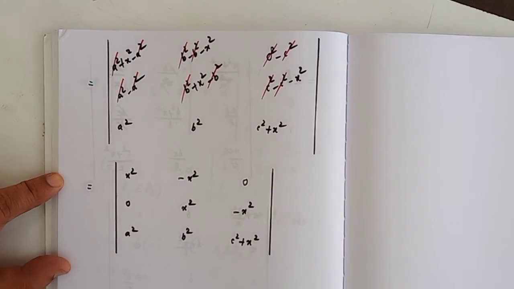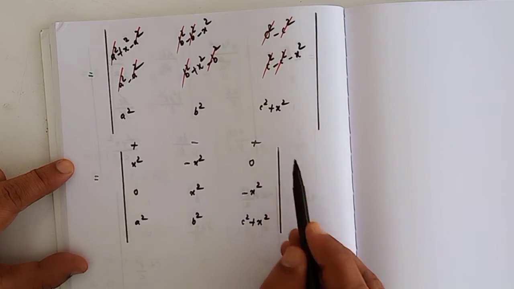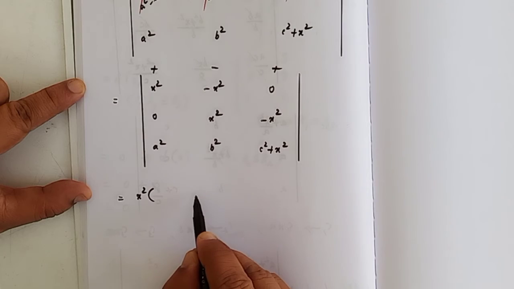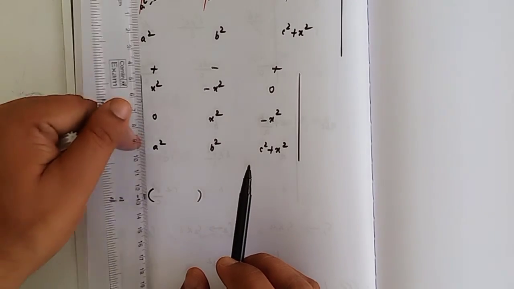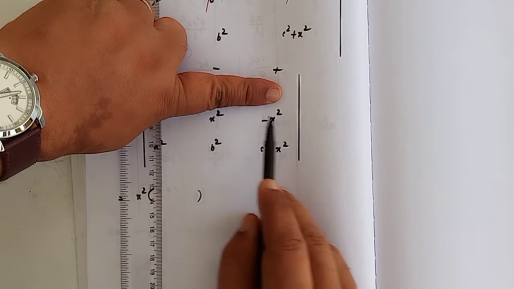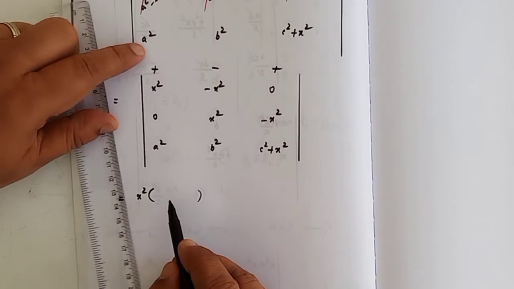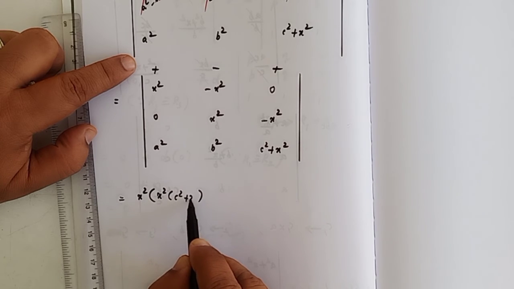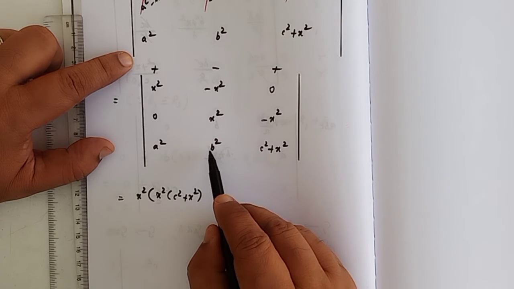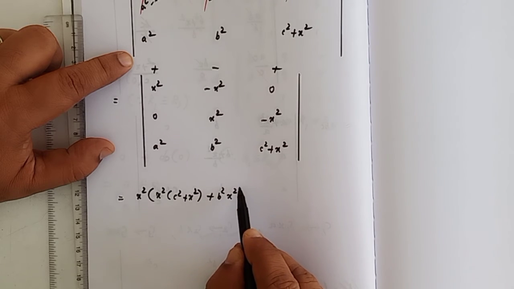In the usual expansion, I am expanding the determinant by R1, so plus minus plus, that is equal to plus x squared into, leave this column, first column and first row. We have these four elements, you have to multiply. x squared into c squared plus x squared. After that you have to change the sign: minus b squared x squared becomes plus b squared x squared.